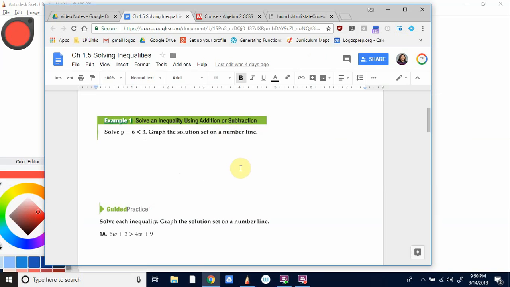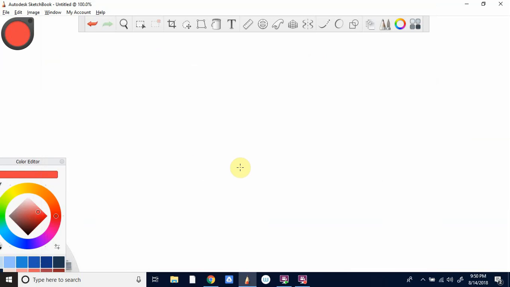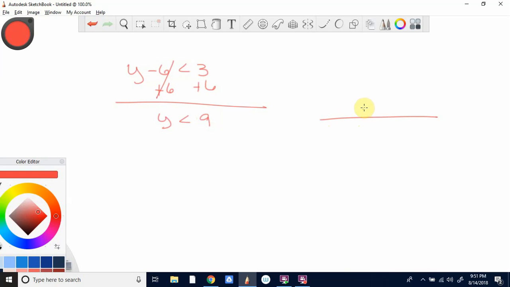It says solve y minus 6 less than 3 and then graph the solution on a number line. So our problem is y minus 6 is less than 3. We're going to add 6 to both sides. This cancels out, so we have y less than 9. Then we come to our number line, we say 9. It's an open circle because it's a less than, and it's going to go this way. And there is our solution. So I want you to pause the video, do guided practice 1A and 1B.